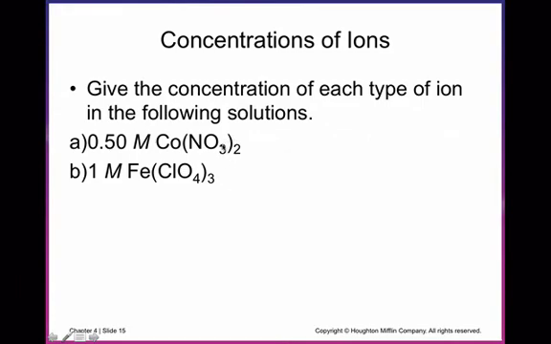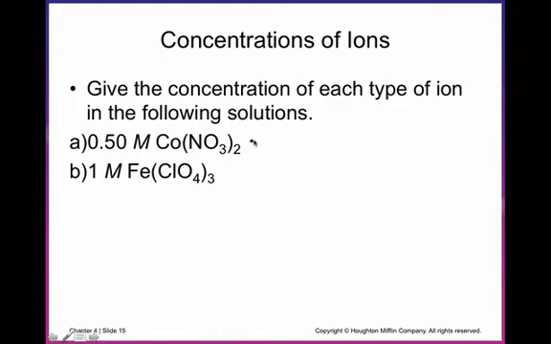All right, this is dealing with concentrations of ions. So we're going to talk about if I put an ionic solid into solution, what am I going to get? How are they going to break up? So give the concentration of each type of ion in the following solutions. So I have cobalt(II) nitrate. And if I think about this, if I have cobalt(II) nitrate, this is going to produce 1 cobalt ion and it's going to produce 2 nitrate ions.